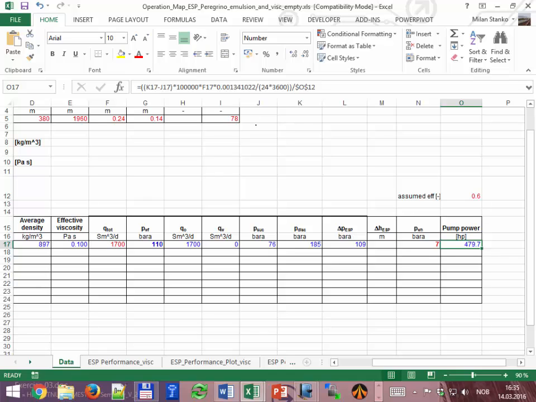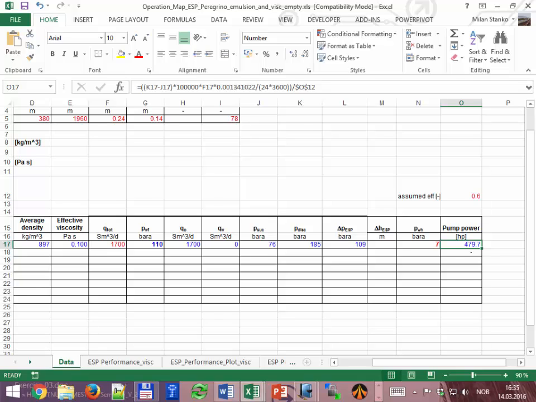Wow, that's actually quite high. Okay, but it tells me it is still below 600, so I'm happy. Okay, I'm sure maybe I will be able to pump that rate or not, okay? But so far, with my very simplified analysis, it looks like the suction pressure is greater than 31.5 and the pump power is less than 600.